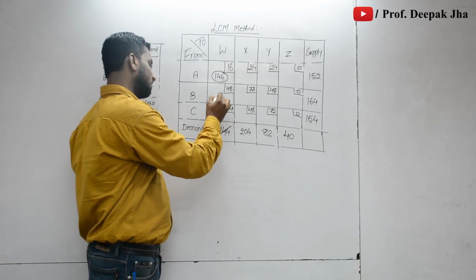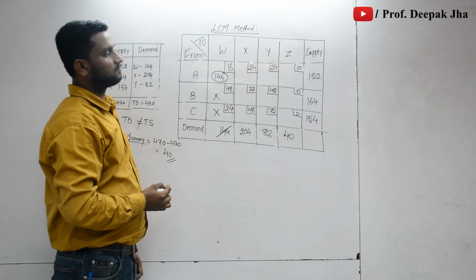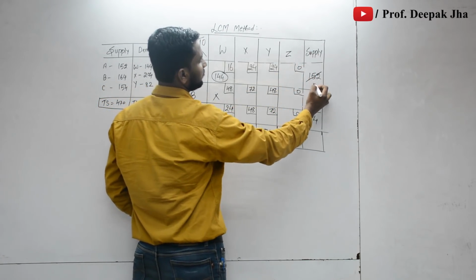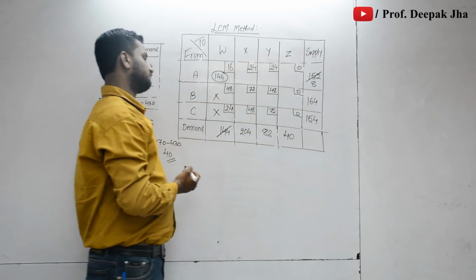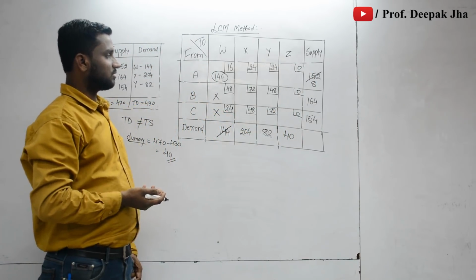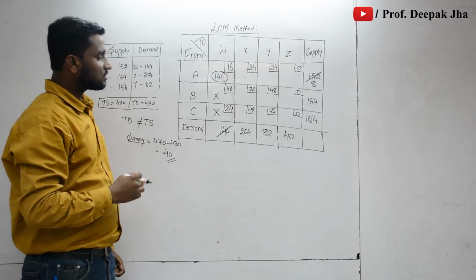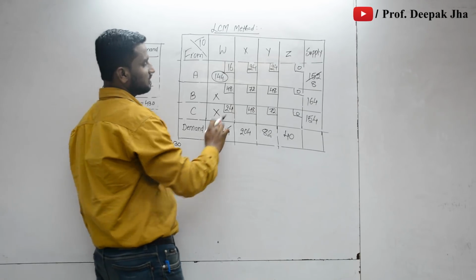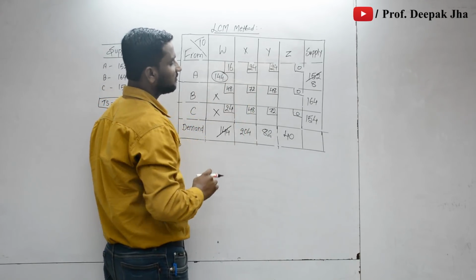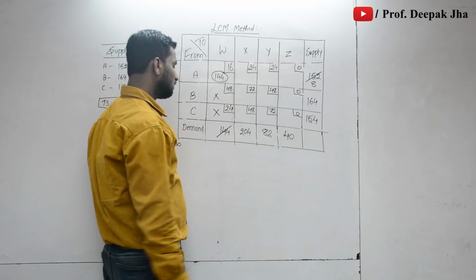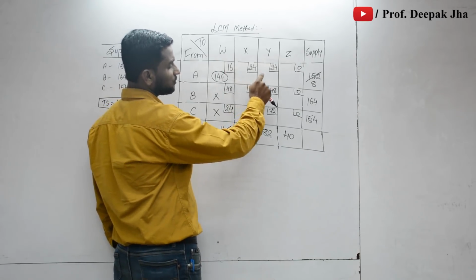Therefore, no further allocation in this column. And this 152 is now reduced to 8. Next allocation, you have to make it. Next lowest cost. And the next lowest cost in this remaining cell is 24. 24 is here also, 24 is here also.